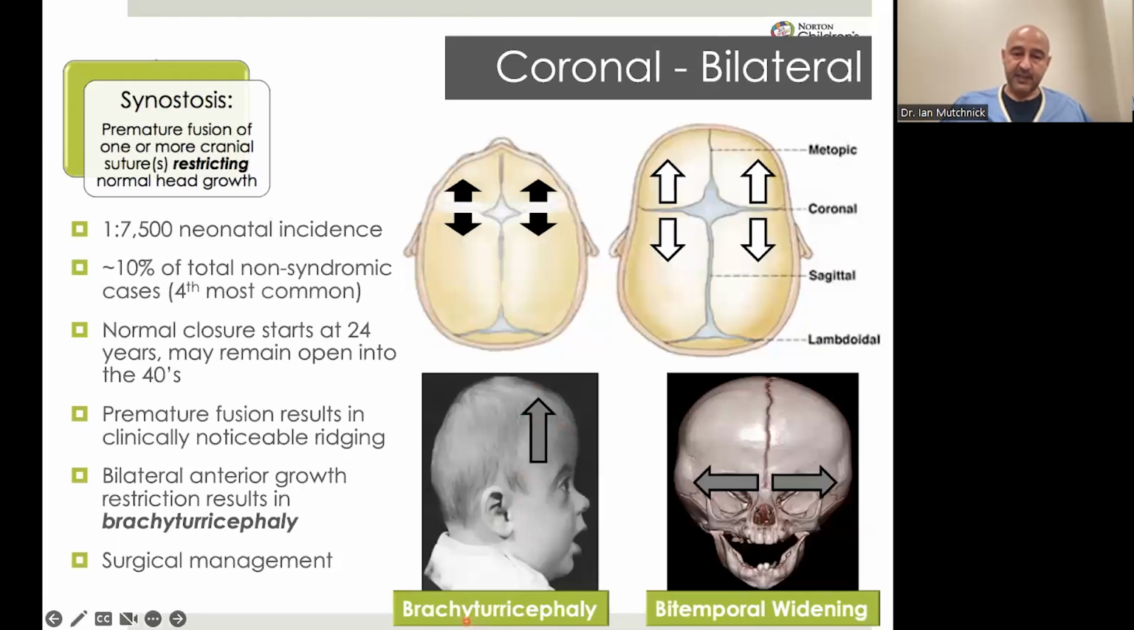So you get a brachycephaly, short front to back, and a taurocephaly. The head tends to crown. It tends to be very tall. And you also get a bitemporal widening. That's another compensatory mechanism for skull growth in the absence of free coronal sutures.